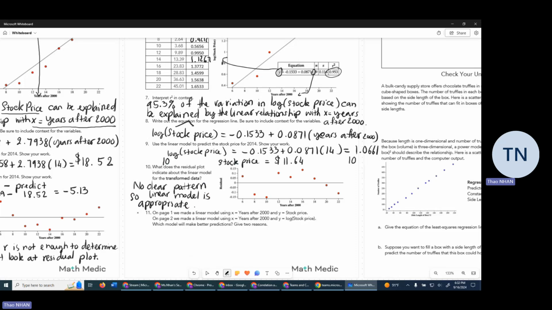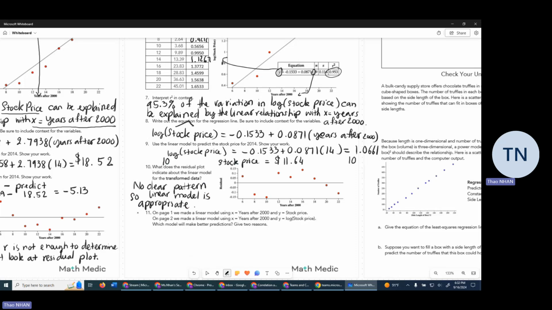Okay, we can use this one, right? Okay, on page 1 we have a linear model of X, the year after 2001, and the stock price. Now page 2, which is the one that we just did, has X as the year after 2000, but now the Y is the transformed data, where you take the log of all your Y, the log of all the stock prices.